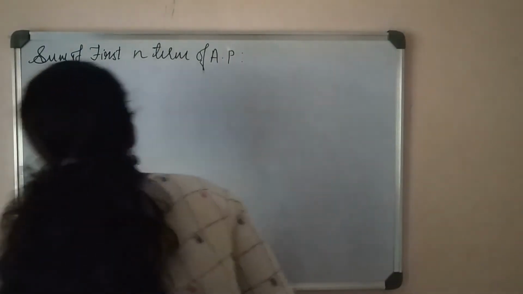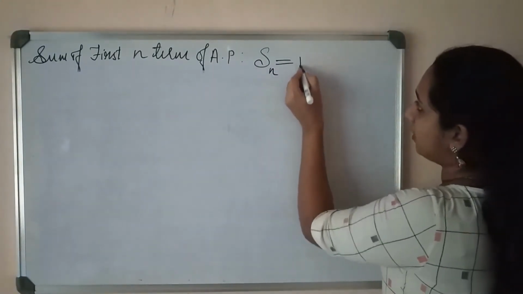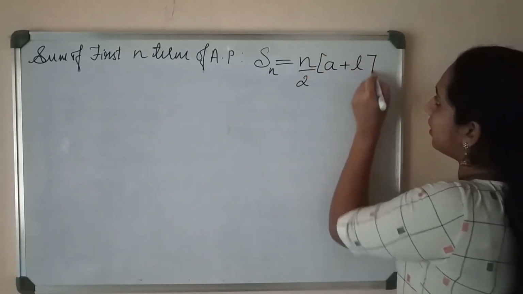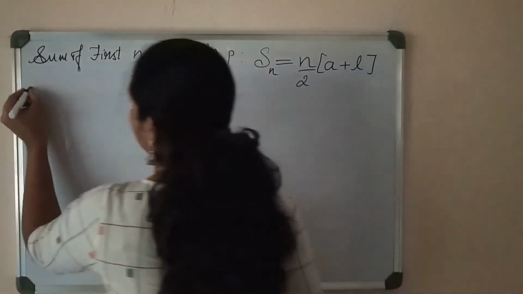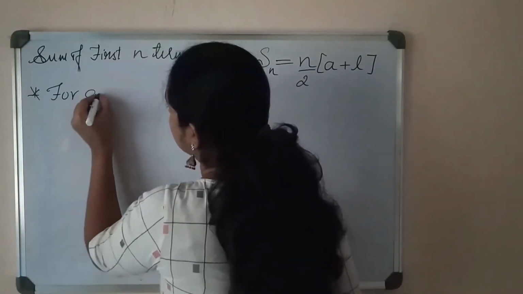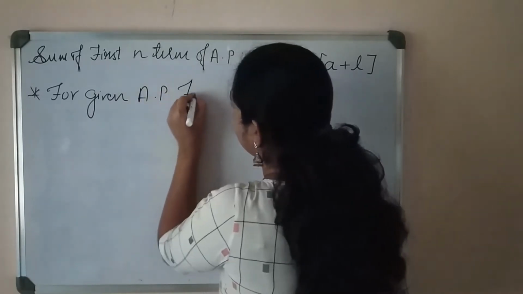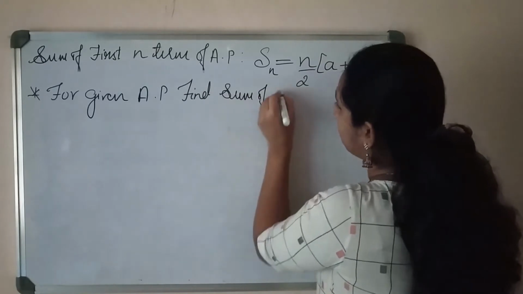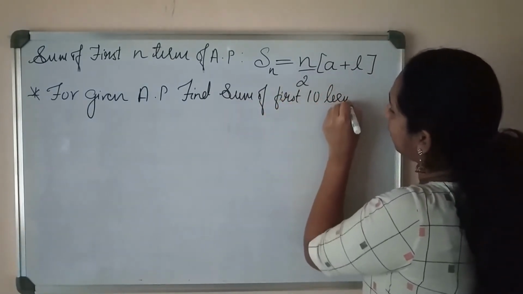Okay, I'll write the formula here. Sn, I'll denote it as Sn, n by 2 into a plus L. Okay, now we're gonna solve few problems. Okay, let's consider the first problem. For the given AP, find the sum of first 10 terms.